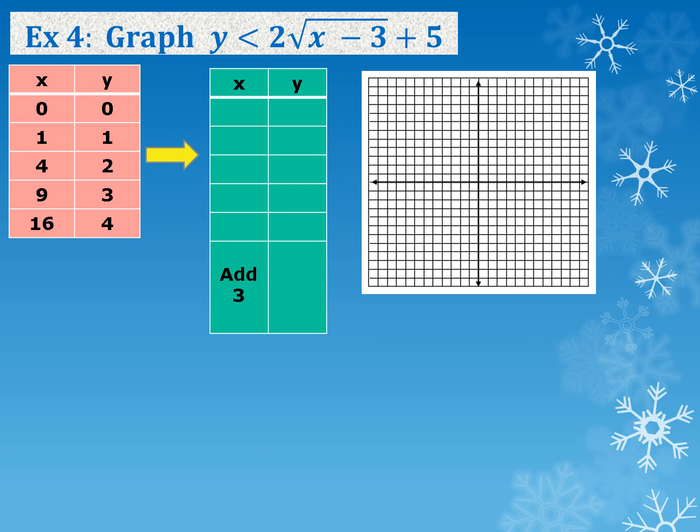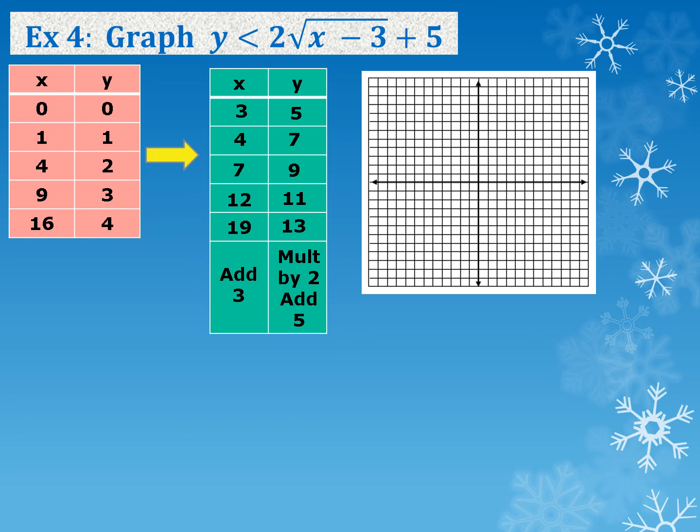So 0 plus 3 is 3. 1 plus 3 is 4. 4 plus 3 is 7. 9 plus 3 is 12. 16 plus 3 is 19. Now, how am I going to go from old y's to new y's? Well, I'm going to multiply by 2 and then add 5. So I get these values.